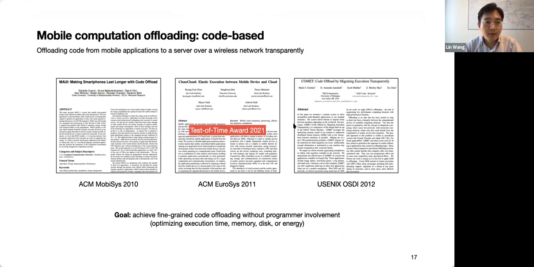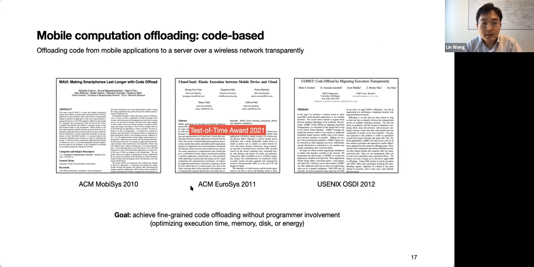So apparently people noticed these problems, and then they kept working on this. And they came up with more fine-grained offloading schemes for mobile computing, which is based on code level offloading. So we can offload mobile code to our server over a wireless network transparently. And here I would like to select three representative works in this domain.